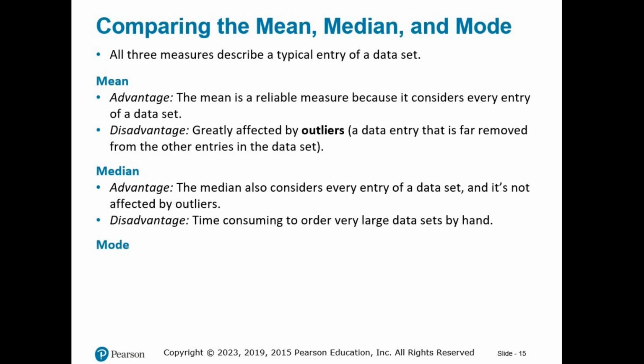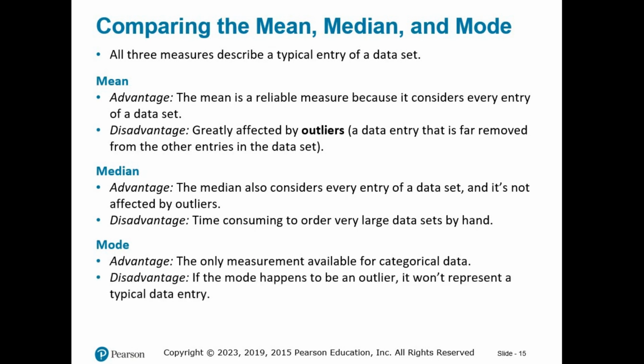What about the mode? An advantage is that the mode is the only measurement available for categorical data. But if the mode happens to be an outlier within quantitative data, it won't represent a typical data entry.